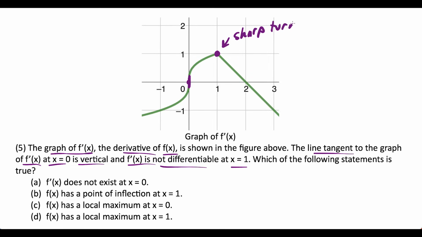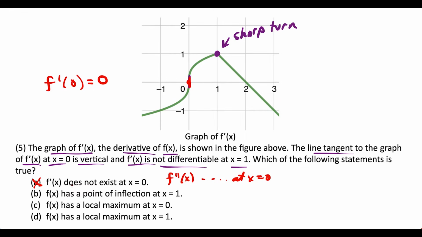Now, when we look at choice A, f prime does not exist at x equals 0. So they're setting a very dangerous bear trap for us. We have to be careful. Even though we have a vertical tangent here, that would tell us that f double prime of x does not exist at x equals 0. So then choice A would be true, but this is just a graph of f prime. So if I want to know what is f prime of 0, that's the y value at x equals 0, which is 0. So choice A is no good.